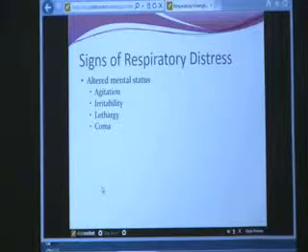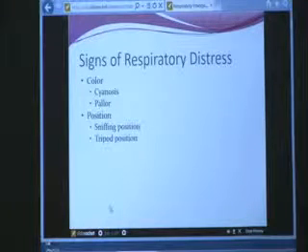Altered mental status, so if you have a kid that's agitated, irritable, not really responding, lethargic, comatose, I would probably be thinking about putting an airway in those children. Look at the skin color, we talked about that a little bit, cyanosis, pallor, those are usually late signs, you don't want to see that.